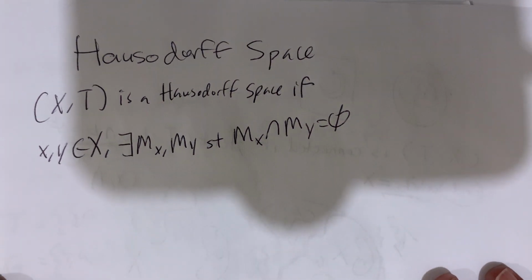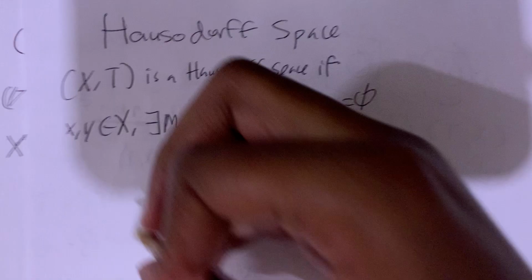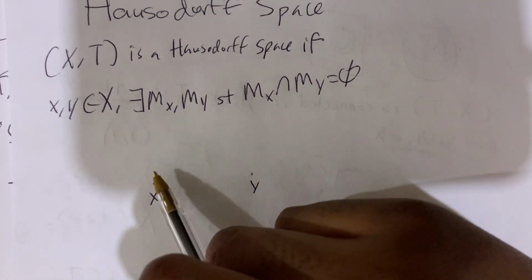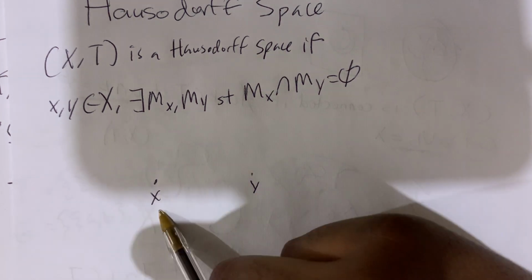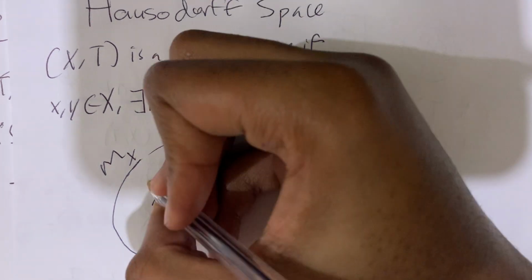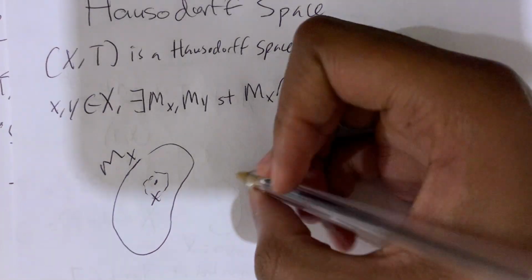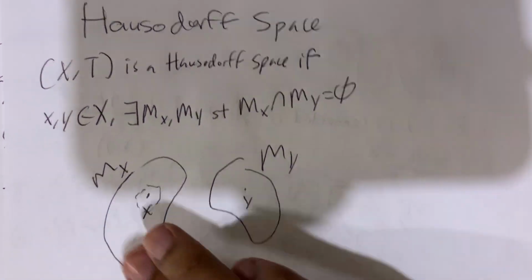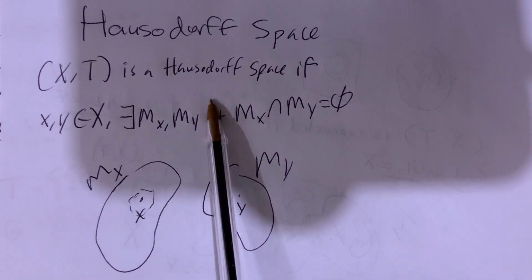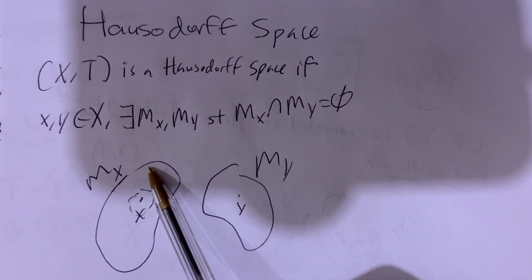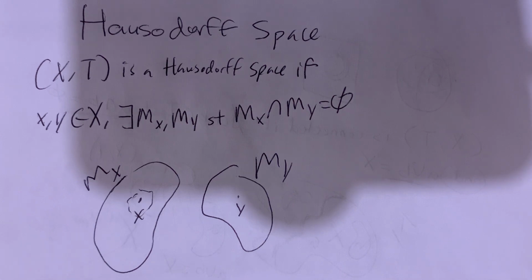That's what it's saying. I forgot what neighborhood is, so let me jog your mind. I have some point x, and I have some point y. A neighborhood around x is just some set where there exists some open ball around x that's contained in that set. So I might have some set Mx, and there does exist an open ball around x that is contained in Mx. Then Mx is a neighborhood of x, and likewise for a neighborhood of y. If there exists a neighborhood around x and a neighborhood around y such that the intersection is the null set, then my space is a Hausdorff space. There just has to exist some neighborhoods around x and y that are disjoint.